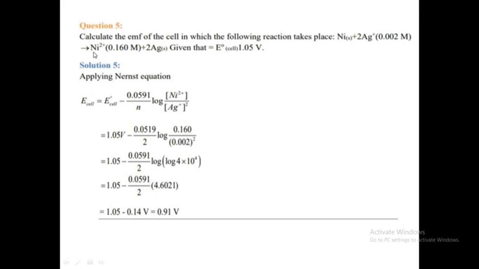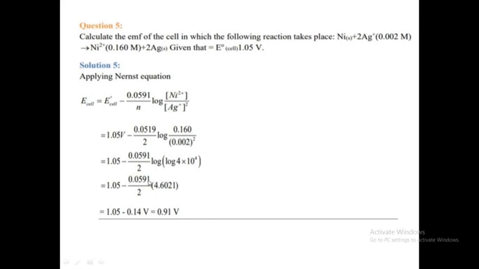And in case of nickel, the number of positive charges is 2, that means 2 positive. Therefore the number of moles of electrons participating in the reaction is 2, and hence the value of n is 2. And then log of concentration of nickel, which is given as 0.160, divided by concentration of silver, which is given as 0.002.